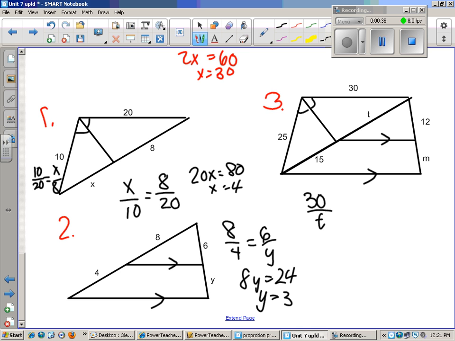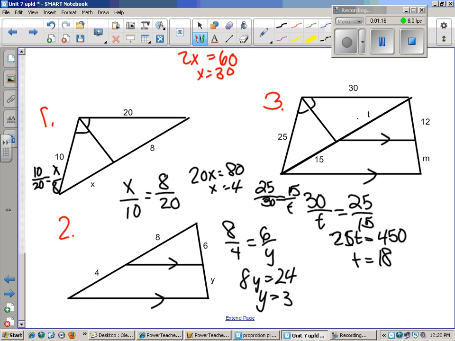I got 30 over t equals 25 over 15. Good. 30 over t equals 25 over 15. Again, that will work, but remember the theorem says that the sides are in the same proportion as the base. So you get 25t equals 450. So t, let's see, it goes into 45 eighteen times. So t is 18.